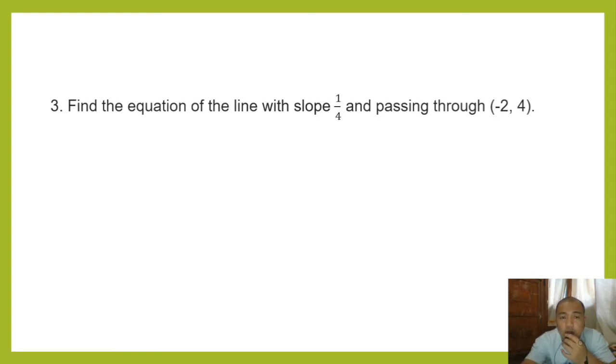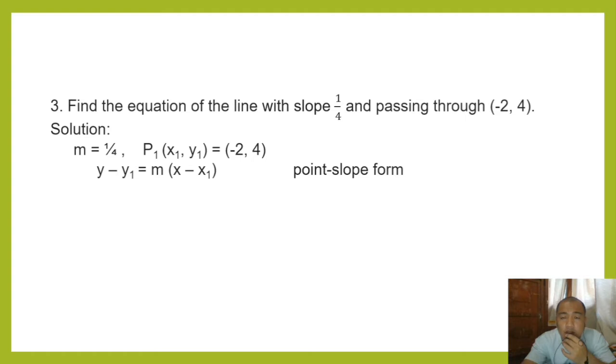Next, find the equation of the line with slope 1/4 and passing through the point (negative 2, 4). Same procedure as in number 1 and 2. Given slope 1/4 and the point (negative 2, 4), x sub 1, y sub 1. So since the given are the slope and the point, use the point-slope form of the equation of a line. Y minus y sub 1 equals m times quantity x minus x sub 1. Then by substitution, we have y minus 4 equals 1/4 times quantity x plus 2.